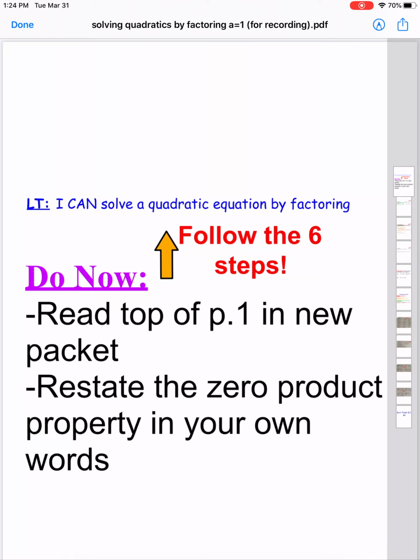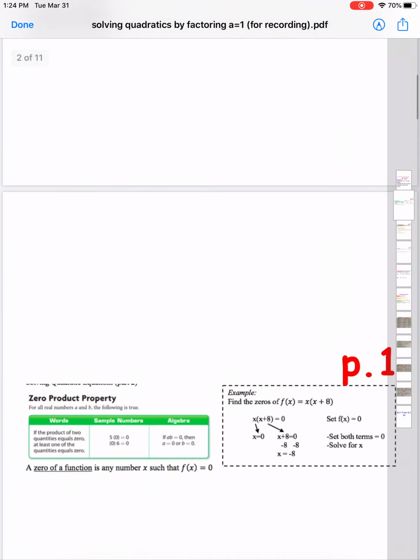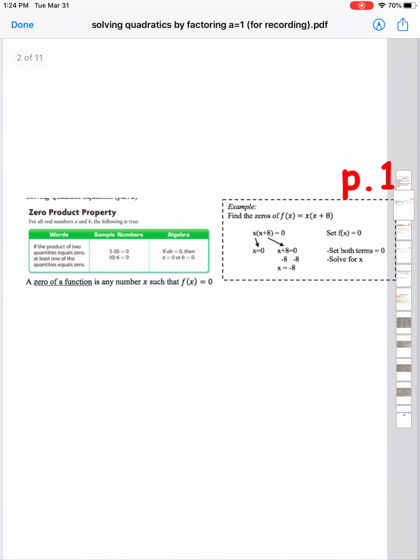For your do now, it wants you to read the top of page 1 in that new packet and try to restate what the zero product property is in your own words. Right now you should be looking at this part of page 1. I'd like you to pause the video so you can read this to yourself and see if you can restate the zero product property.